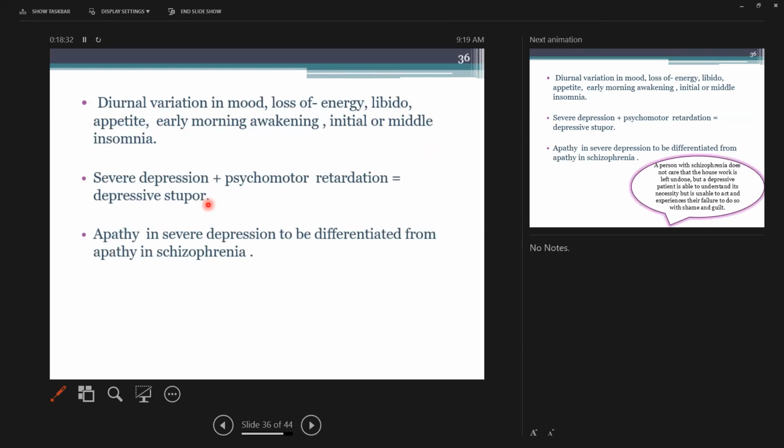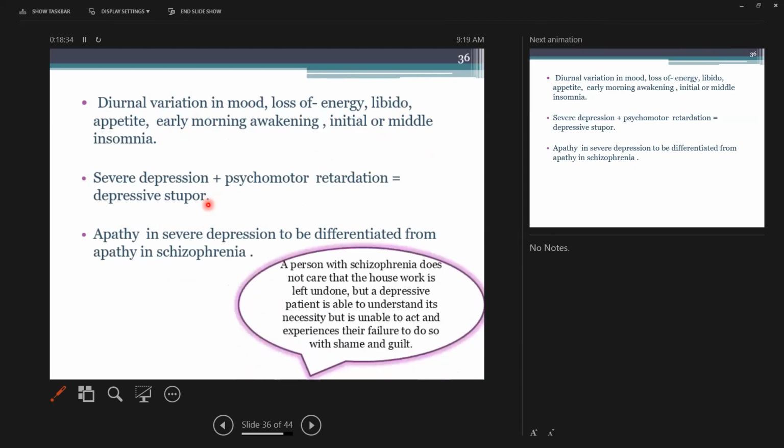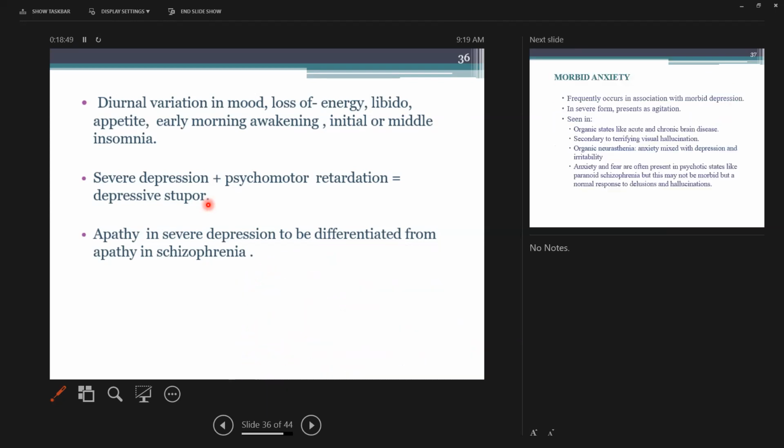Apathy in severe depression should be differentiated from apathy in schizophrenia. For example, a patient with schizophrenia does not care that the housework is left undone. But a depressive patient is able to understand its necessity, but is unable to act and experiences their failure to do so with shame and guilt.